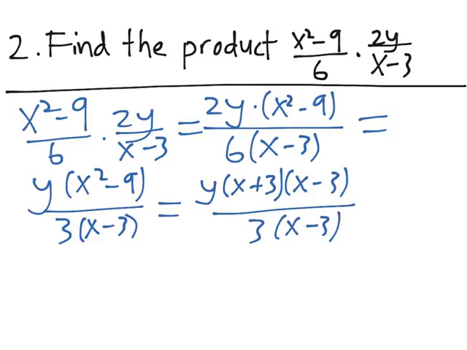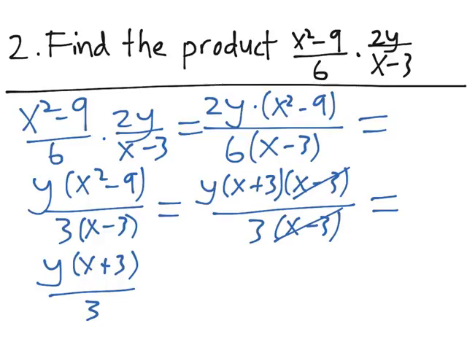That's because any expression of the form a squared minus b squared is factored as a plus b times a minus b, as we've seen before. Now, notice that x minus 3 appears in both the numerator and the denominator, so we can cancel those. And we're left with y times x plus 3 divided by 3. This cannot be simplified any further, so that's our final answer.